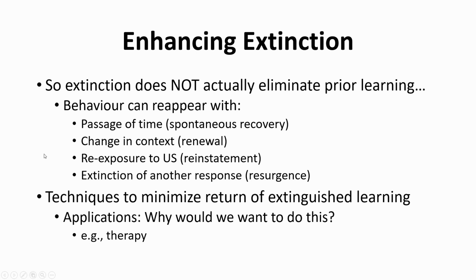In terms of application, why might we want more effective extinction? An obvious answer would be therapy. If you're trying to get someone to get over, say, a fear of something or a phobia of something, or if you want to get them to stop doing a particular behavioral response, then the return of behavior is the exact opposite of what you're aiming for. So if we can try and minimize these reoccurrences of that behavior, then we can have more effective extinction, which means more effective therapeutic applications.